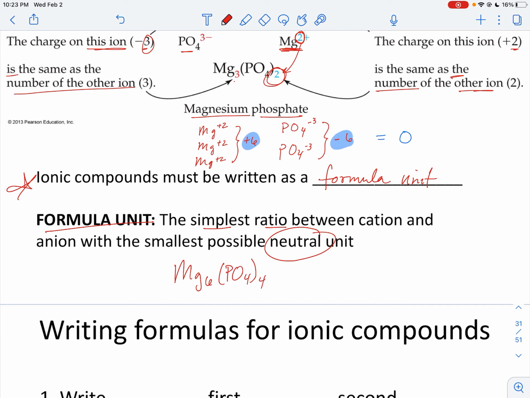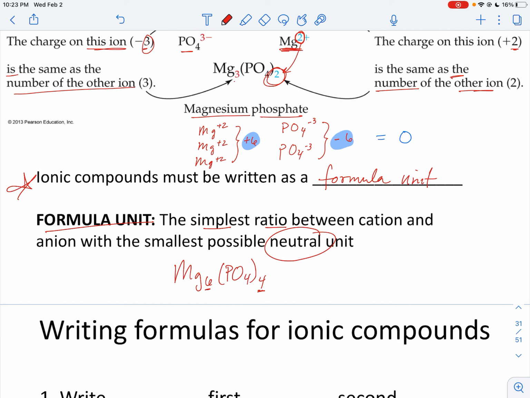Mg6(PO4)4. And when you do the whole how much positive charge and how much negative charge do you have, it would actually add up to 0. So the amount of positive charge on 6 magnesiums would be the same as the amount of negative charge on 4 phosphates. All that would cancel out to 0. But you know what? It's not the simplest ratio here.